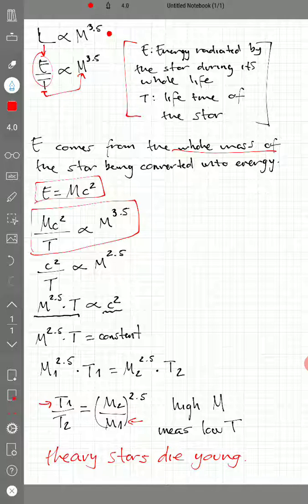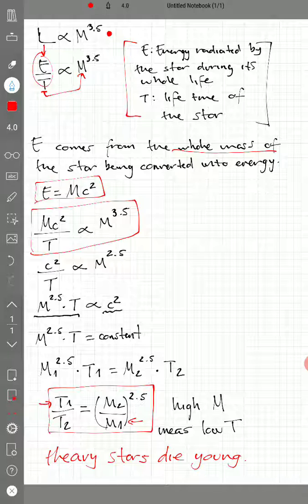I just find it convenient to do it this way so we can get to this, because this equation down here tells you that the lifetime of stars in the main sequence and their mass behave in an opposite way. So the heavier it is, the shorter its lifetime is going to be.